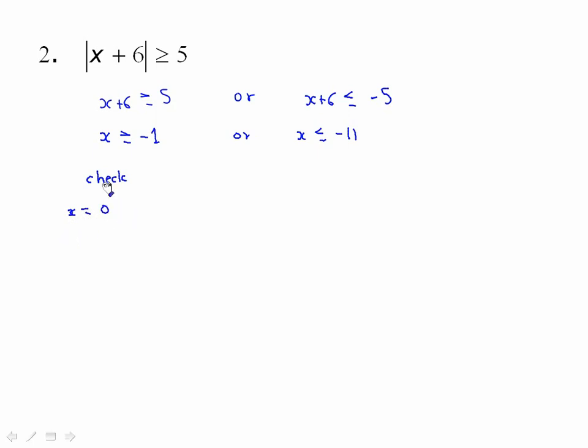Now this one should work because that's greater than or equal to negative 1. So the absolute value of 0 plus 6 is supposed to be greater than or equal to 5. So it should produce a true statement. It did. So true. That's what we wanted. And then if you pick something less than negative 11, say negative 12, this should also produce a true statement.